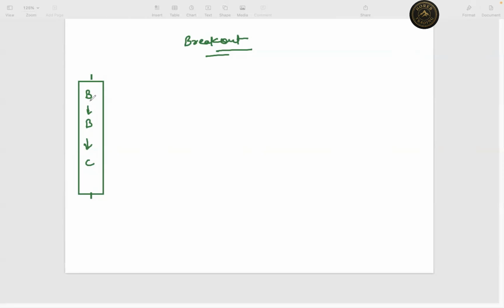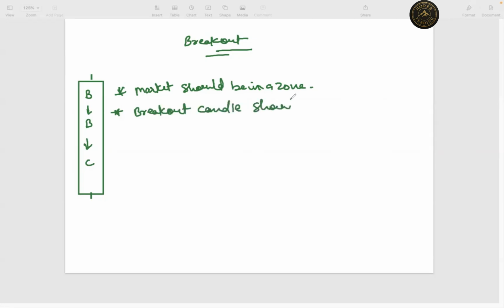Anytime we have a breakout, we need to check some conditions. The market should be in a zone. There are 6 conditions, and even 8, but 6 are pure conditions. The breakout should happen with a big body candle.